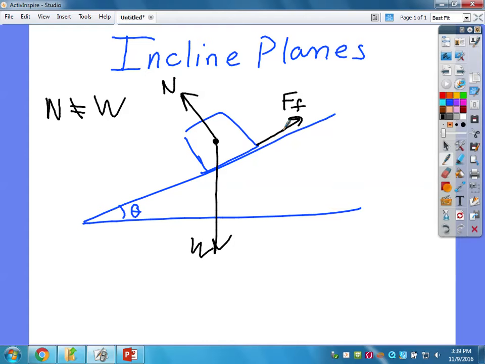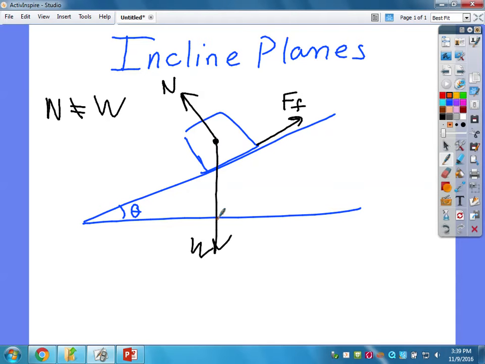So this means I need to do components for one of these forces. And then what we do is we go, which force is not necessarily cooperating? And we would say that the weight is the non-cooperative force, the force that's acting differently from all the other ones. And so what I'm going to do is I'm going to do components for the weight.